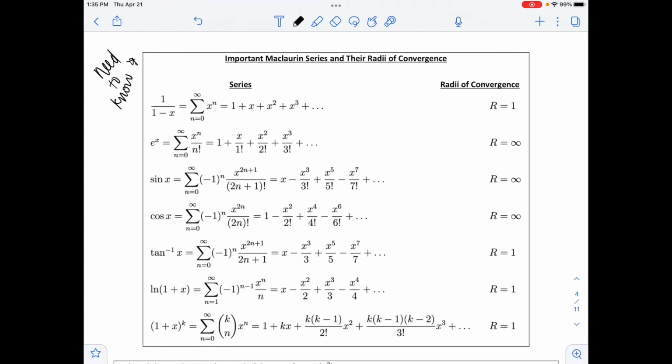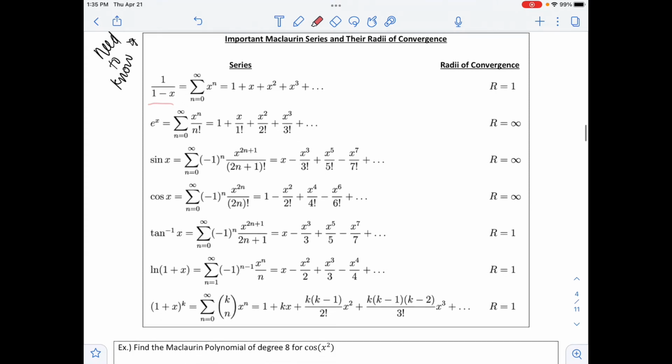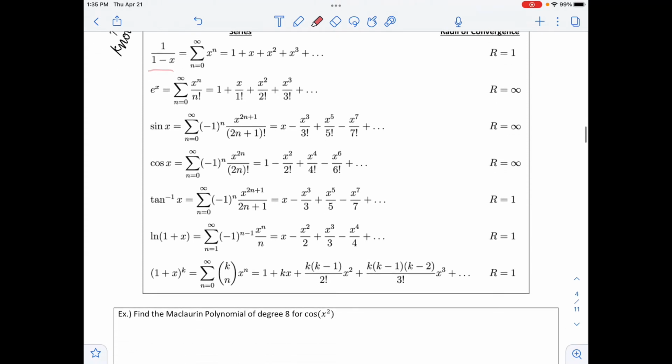And so we have different functions here. First one we have is 1 over 1 minus x, and this is equivalent to the sum from n equals 0 to infinity of x to the n. And then it's also expanded out, and the radius of convergence is 1. The next function is e to the x, which is equivalent to the sum from n equals 0 of x to the n over n factorial.